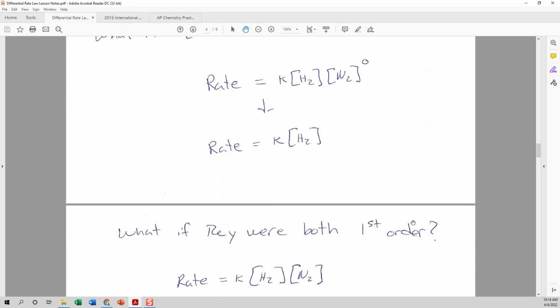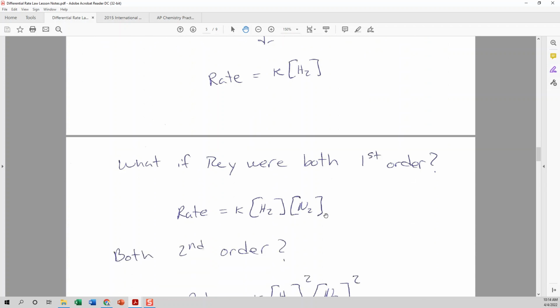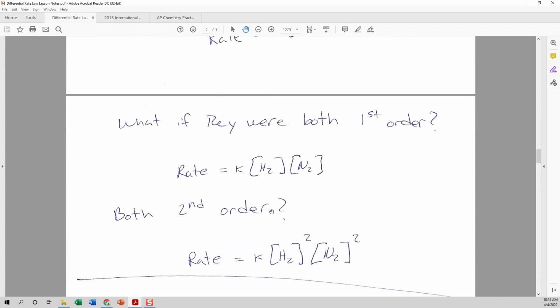What if they were both first order? Okay, then this is what my rate equation would look like. What if they were both second order? Then this is what my rate equation would look like, right? Rate equals K times the concentration of hydrogen squared times the concentration of nitrogen squared.